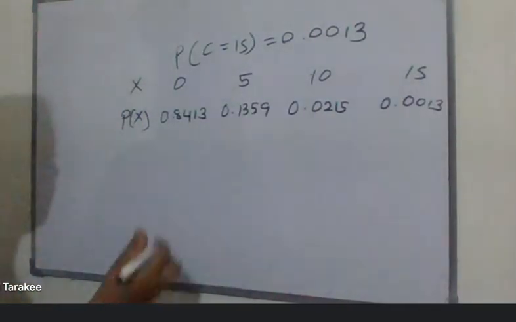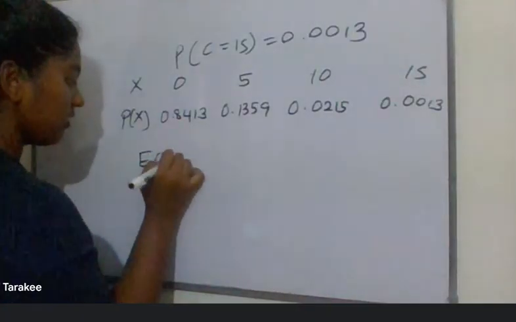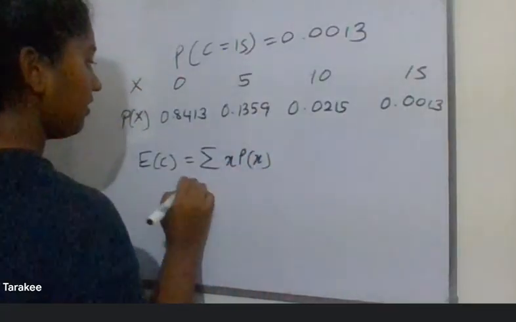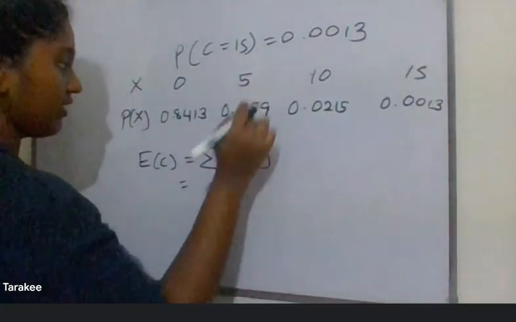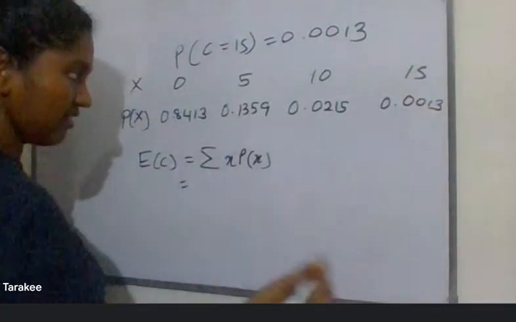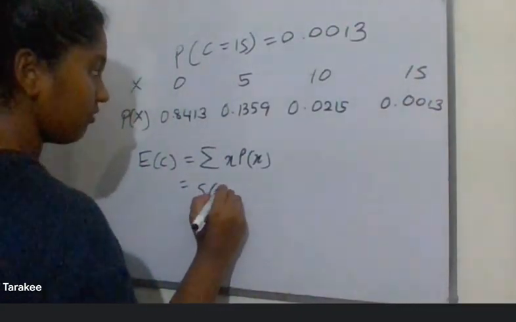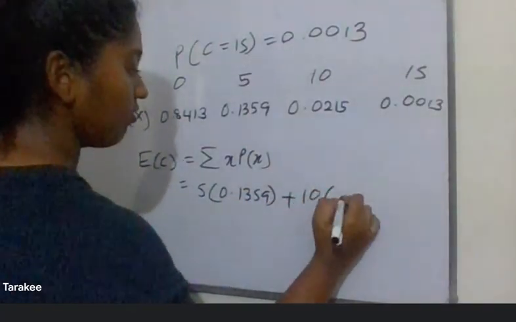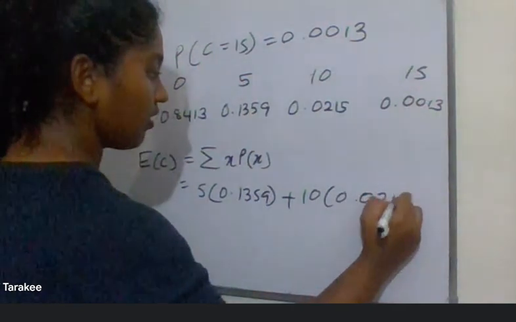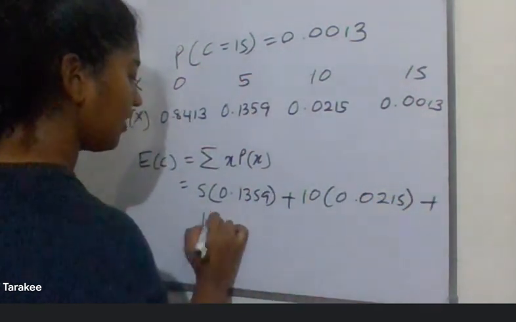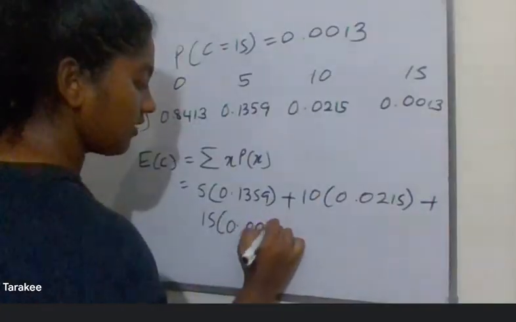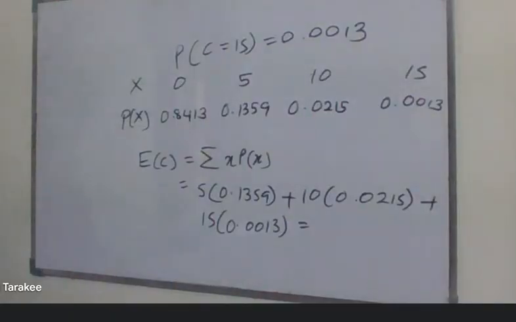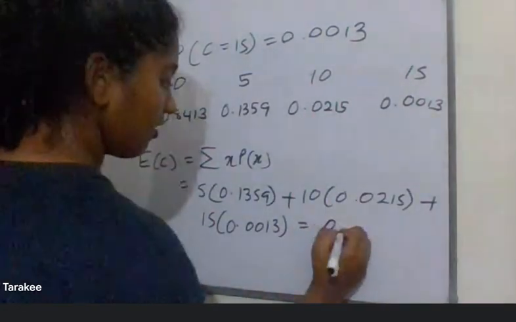And now we have to find E(C), which is sigma x P(x). Okay. 0 into this one is 0. So 5 into 0.1359 plus 10 into 0.0215 plus 15 into 0.0013. Answer is 0.914.